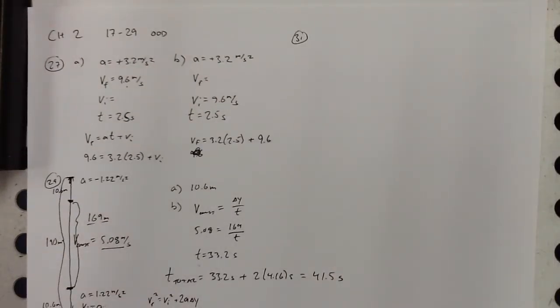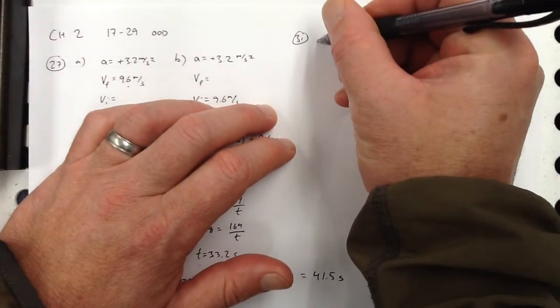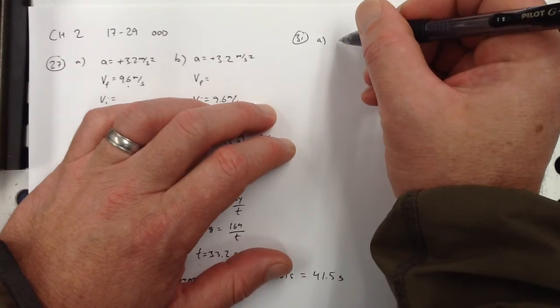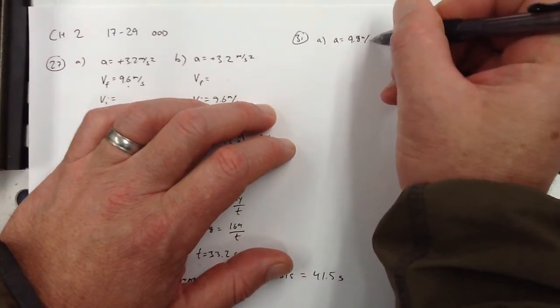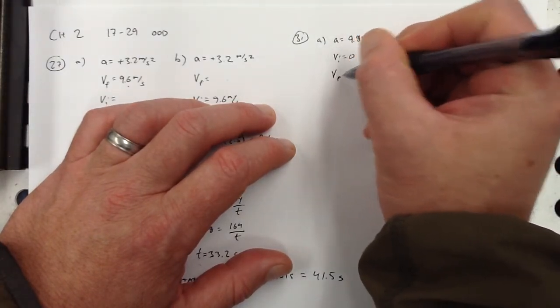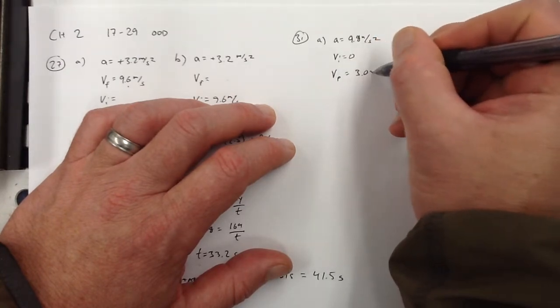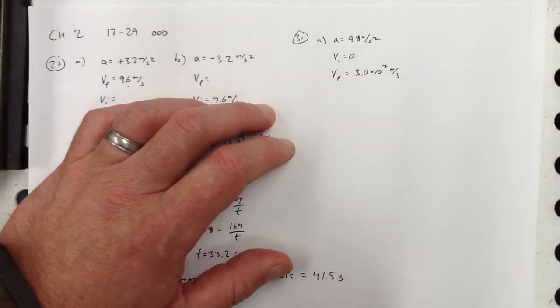All right, so 31. Suppose a rocket ship in deep space moves with a constant acceleration equal to 9.8 meters per second squared. It starts from rest. How long will it take to acquire a speed 1/10 of the speed of light, which travels at 3 times 10 to the 8th meters per second? Okay, so in part A, I've got a rocket ship with an acceleration of 9.8 meters per second squared, and it's going to start from rest, and we're going to get up to 1/10 the speed of light, which would just be 3 times 10 to the 7th instead of the 8th.